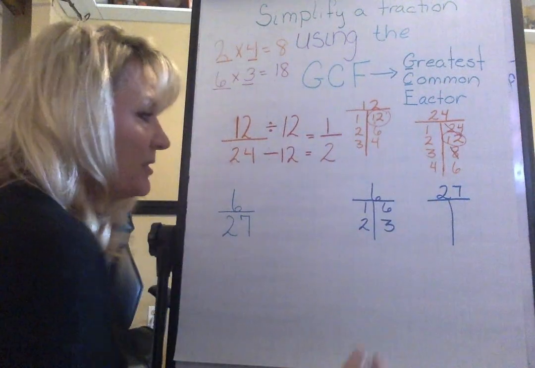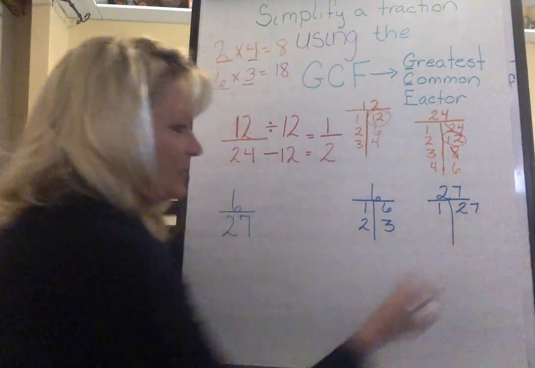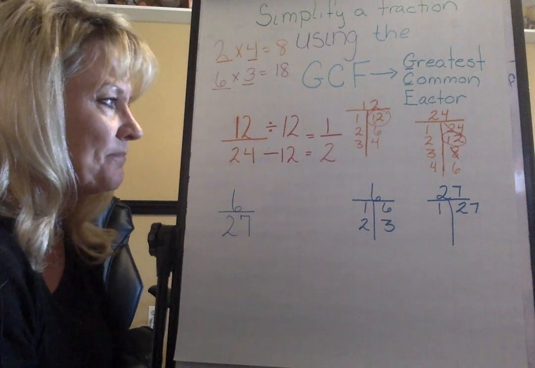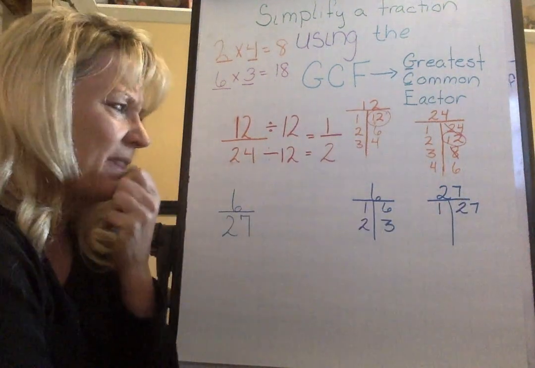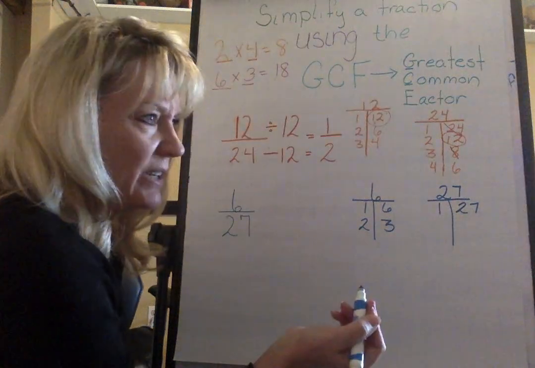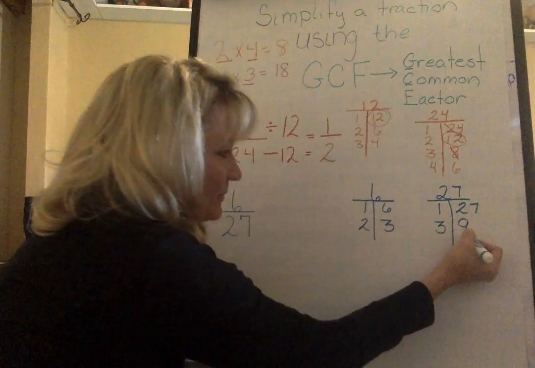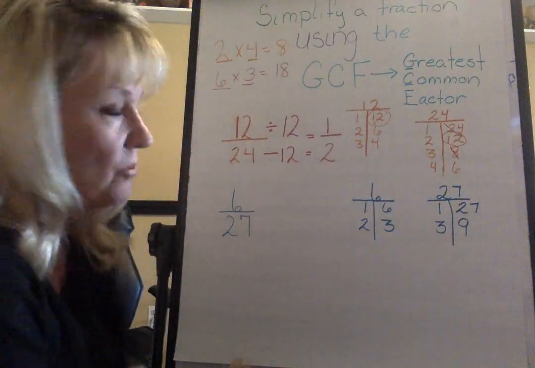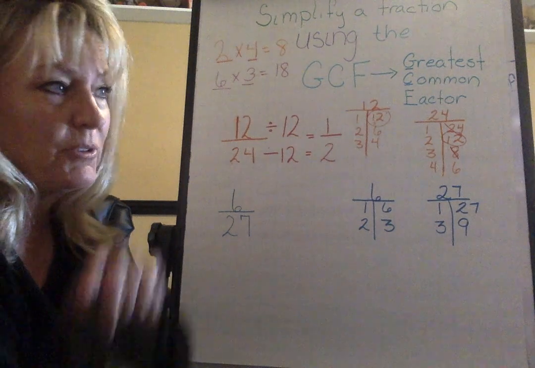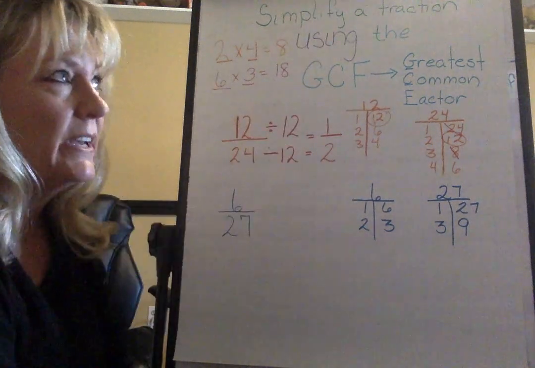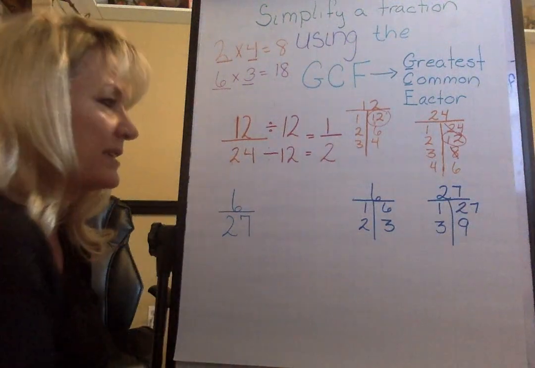I'm going to go over here to 27. I'll do 1 times 27. It's not an even number, so it doesn't have a factor of 2. Let me think. Is there anything times 3 to get 27? Yeah. 3 times 9. Those are my only factors of 27. Having a multiplication chart with you will really help you because you can look at the multiplication chart and see where 27 appears.